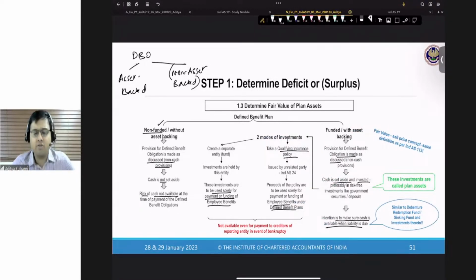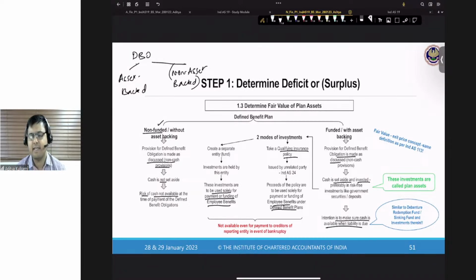Are you somewhat clear about asset backed benefit obligations? Two modes. One is you have your own trust. Put the money in that trust. The trust will buy the investment. Income will come to the trust, and ultimately it is going to be used in settling the obligations. So that is how you will do the recording. Alternatively, you could take an insurance policy. Is it clear so far?